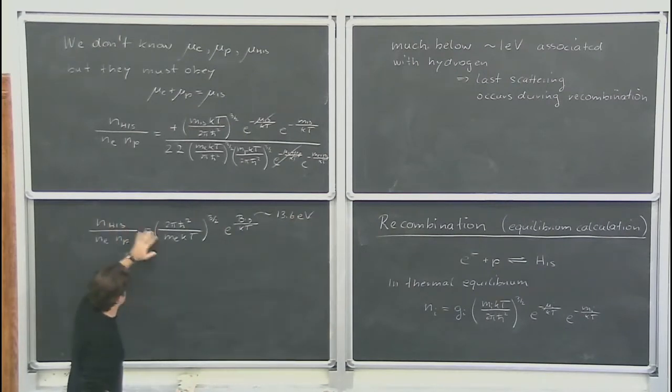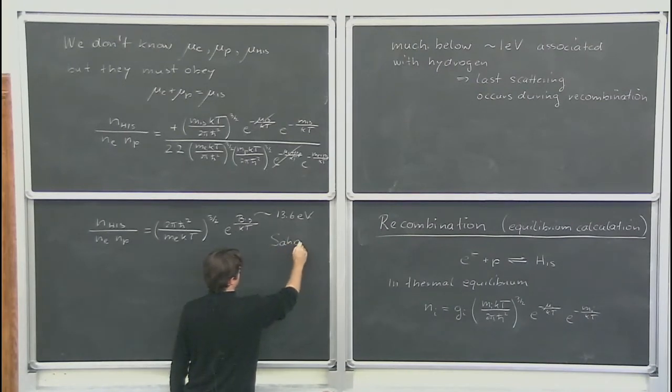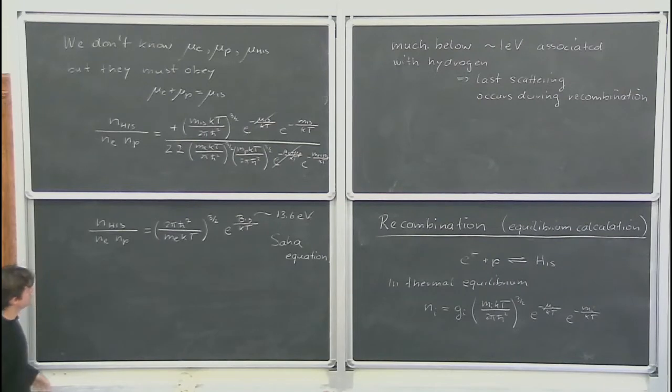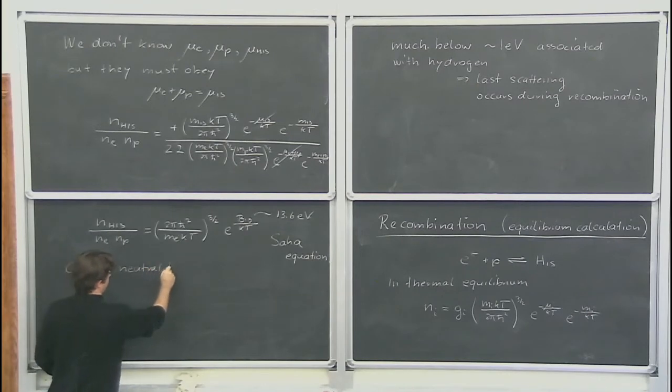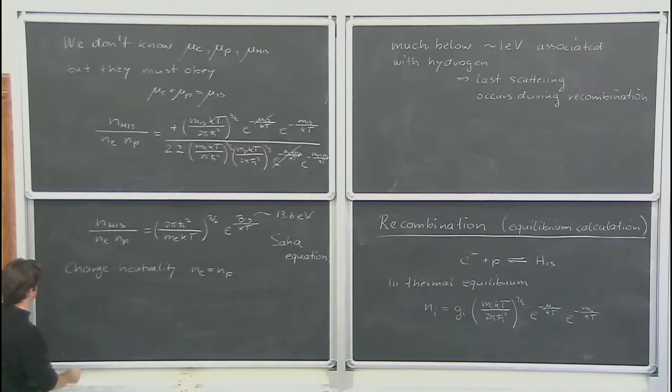And so this thing now here on this side, everything is known. So this is known as the Saha equation. And we can massage it a little bit still. So we can, first of all, by charge neutrality, we know that the number density of electrons should be the same as the number density of the protons. And we can simplify it by introducing the free electron fraction.